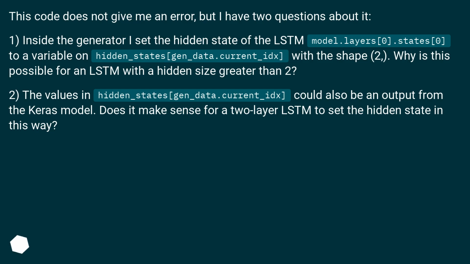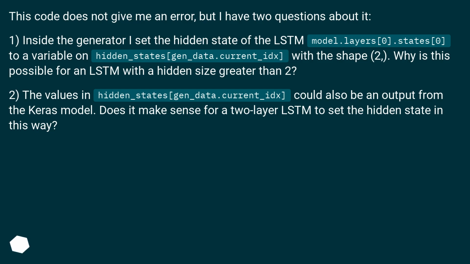1. Inside the generator I set the hidden state of the LSTM, model.layers[0].state[0], to a variable of hidden_states[gen_data.current_id], with a shape of 2. Why is this possible for an LSTM with a hidden size greater than 2?